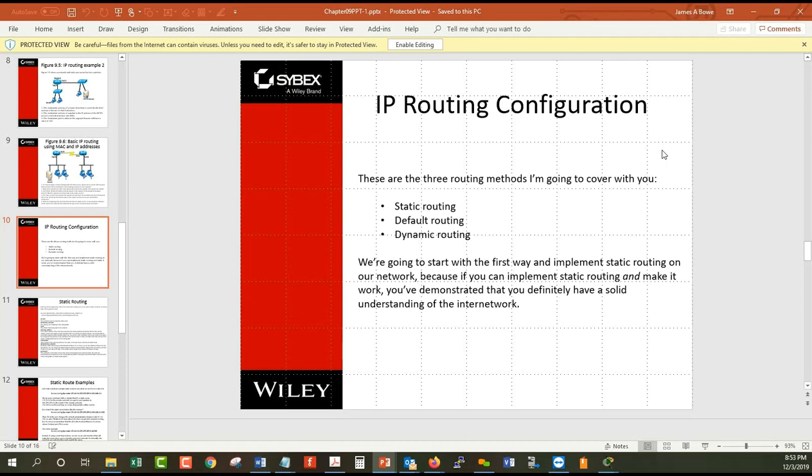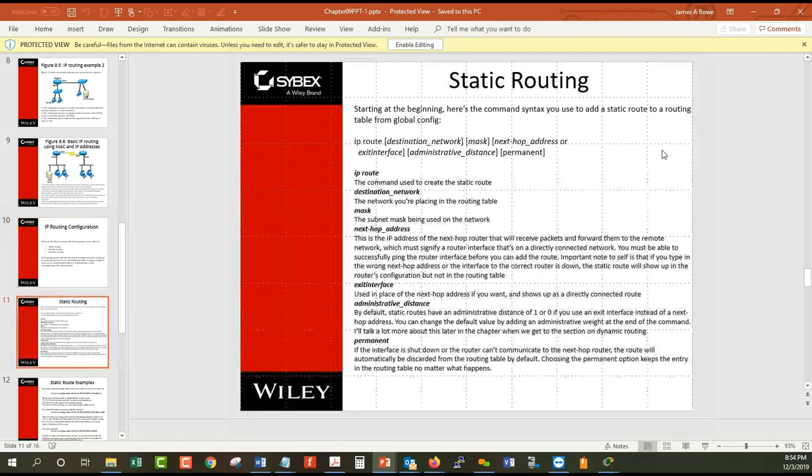Static routing, you have to use an ip route command, and default routing, whenever we don't specify a route and the system is looking for an unknown network, okay, it knows the network, but it doesn't know how to get there, then we use the default route. So again, your static route, that command is ip route, destination network, the mask, and then select either the next hop address or the external interface.